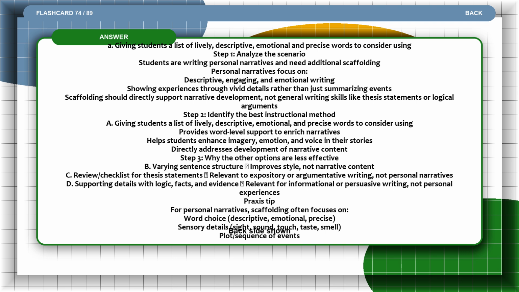Praxis tip for personal narratives. Scaffolding often focuses on word choice: descriptive, emotional, precise sensory details. Sight, sound, touch, taste, smell. Plot and sequence of events. Flashcard 75.